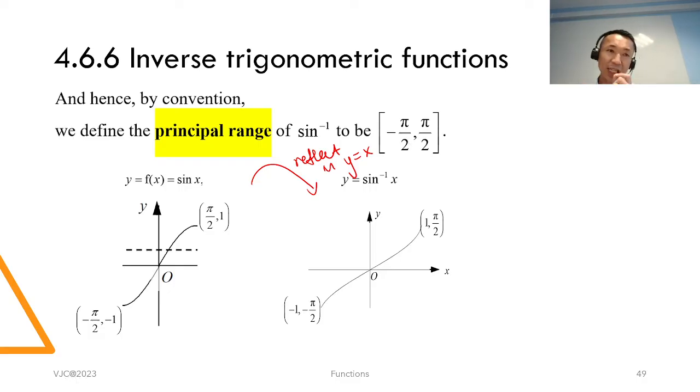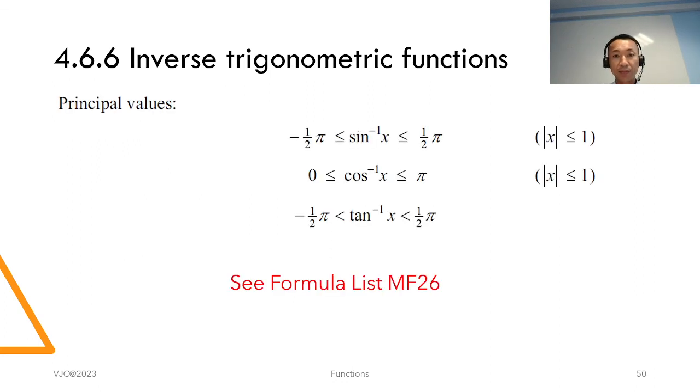Why do I cover this here? Because actually it is a function. Sine inverse is a function. Similarly, I don't want to cover the rest. Similarly, you have the principal ranges of cosine inverse, which take note is different, from 0 to pi, different from sine inverse, and tangent inverse. All these can be found in the formula list. Thank you.